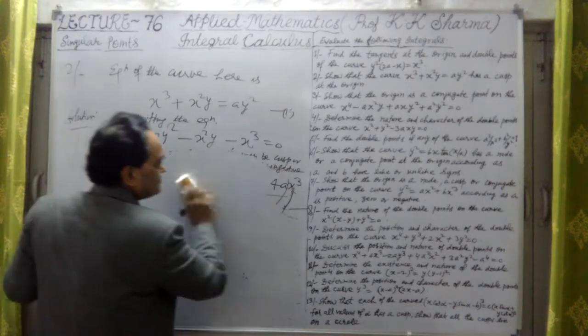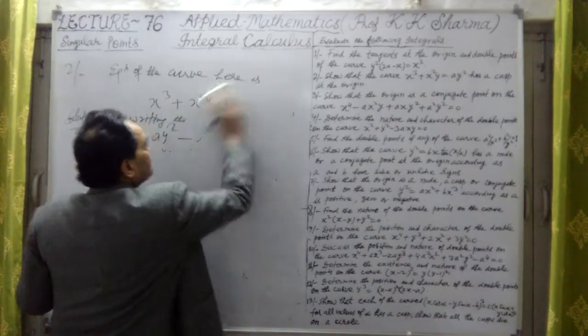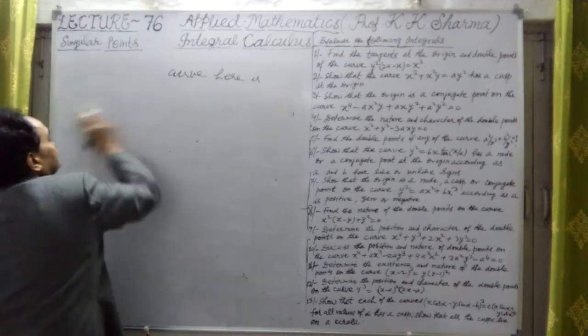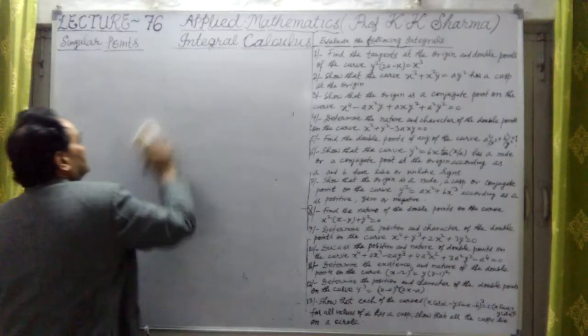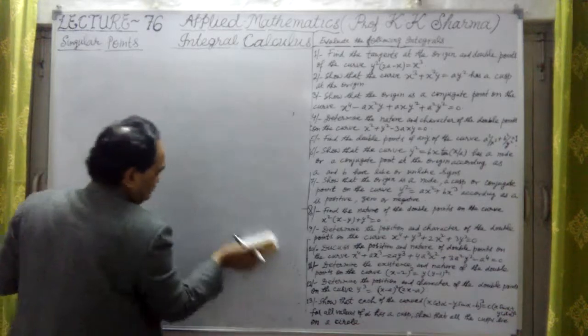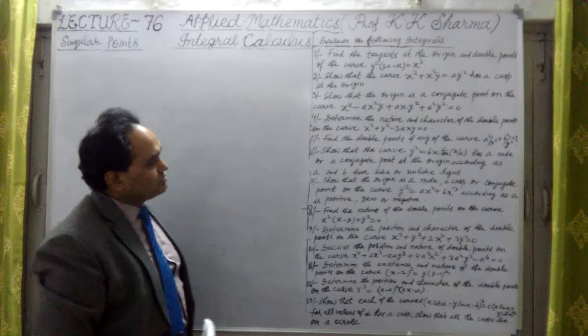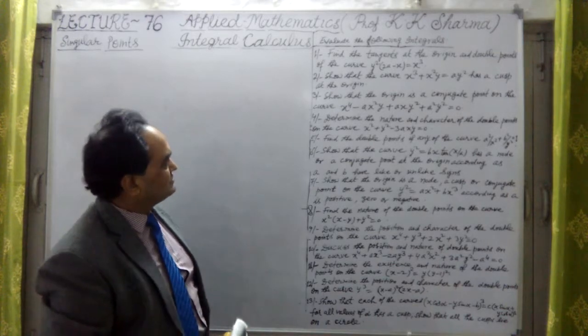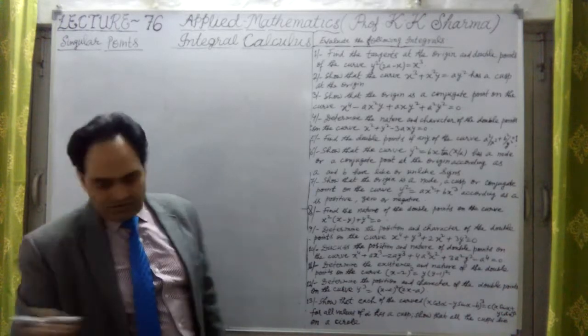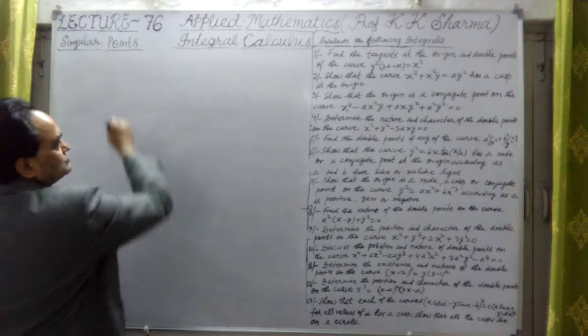Again, so this is the second question we have done. Now let us talk about the third question. What does question number 3 say? Let me check it. Show that the origin is a conjugate point on the curve of this. Now let me talk about this question.